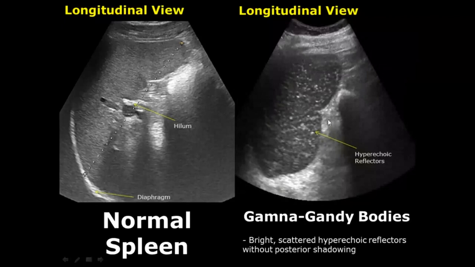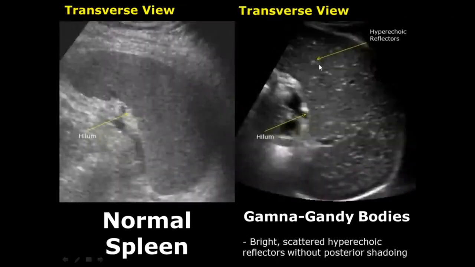Gamna-Gandy bodies involve the entire spleen. They appear as scattered, bright, hyperechoic reflectors throughout the splenic tissue. Here you can notice these hyperechoic dots, and they are scattered throughout the spleen. Here is a transverse view showing Gamna-Gandy bodies, hyperechoic bright dots, bright reflectors without any shadowing.